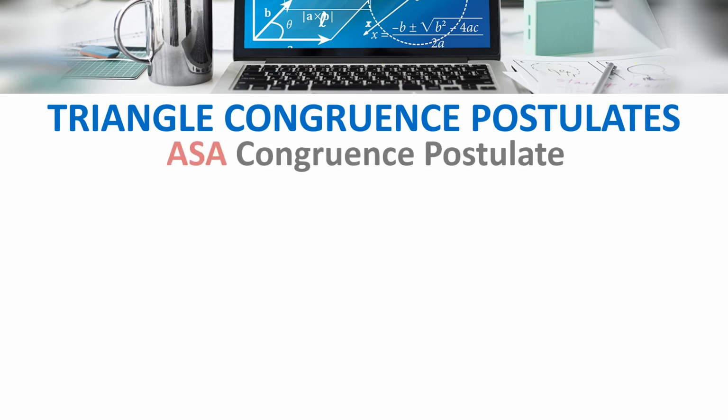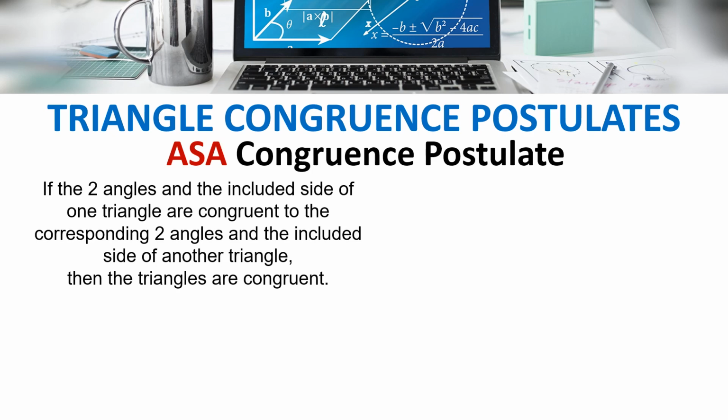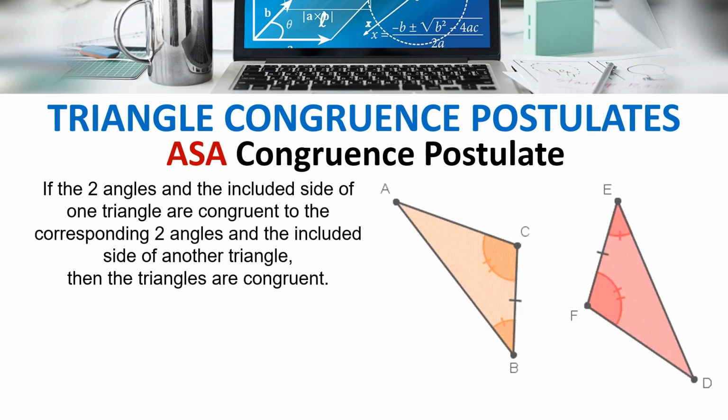Okay, the next postulate, ASA Congruence Postulate. ASA naman. Okay, sabi dito, if the two angles and the included side of one triangle are congruent to the corresponding two angles and the included side of another triangle, then the triangles are congruent. So, ayan. Clear naman po, no? So, two angles ang hinahanap naman natin at saka yung nakasandwich na side o yung included side na tinatawag.